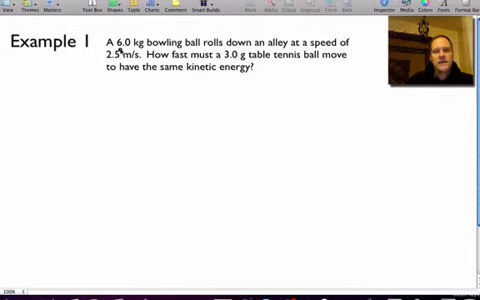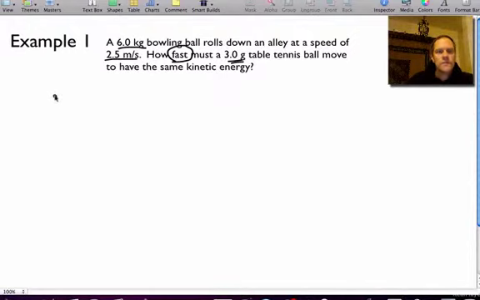So here we have a 6 kilogram bowling ball rolling down an alley at a speed of 2 meters per second. How fast, so that's what we're looking for, how fast must a different ball of mass 3 grams move and have the same kinetic energy?